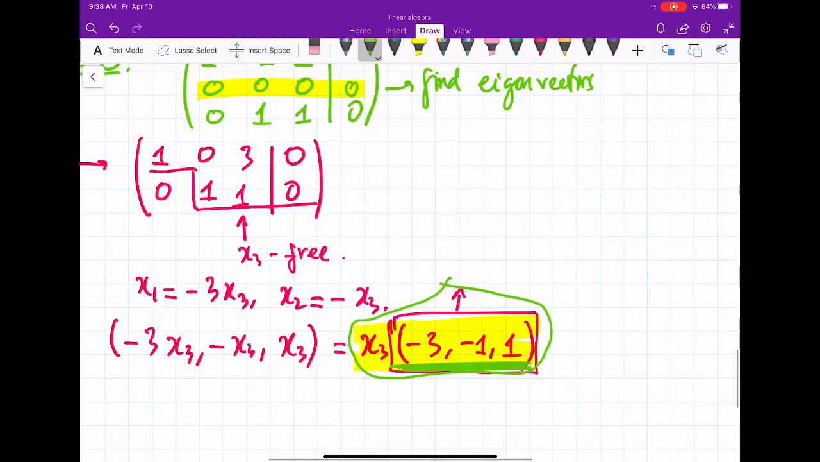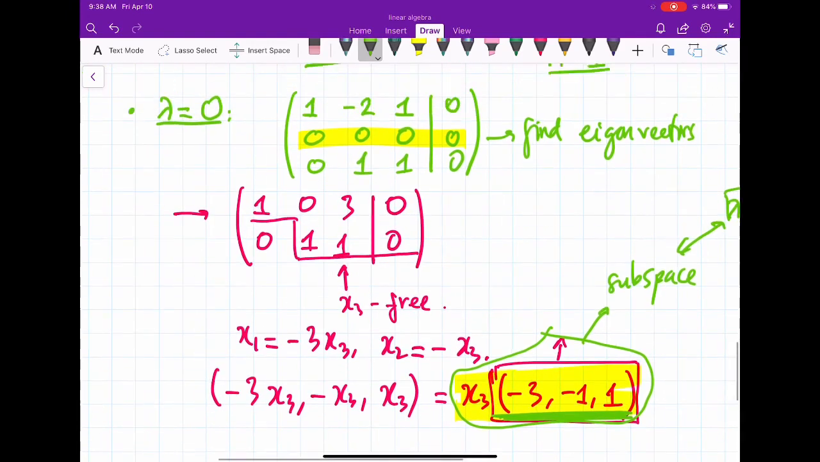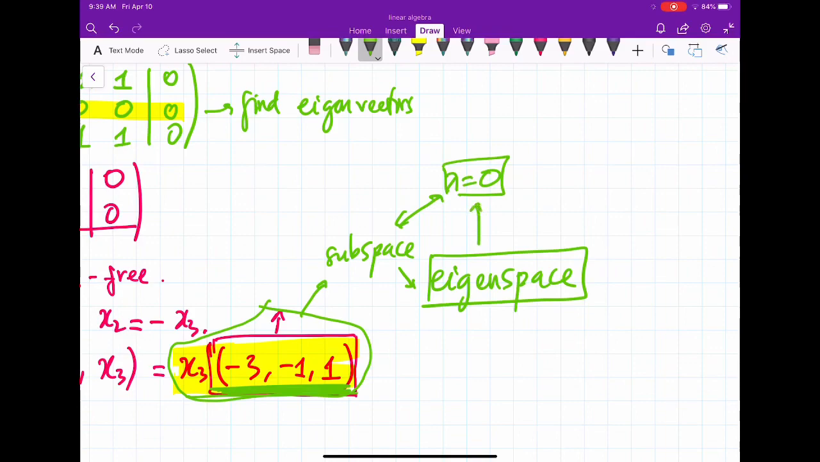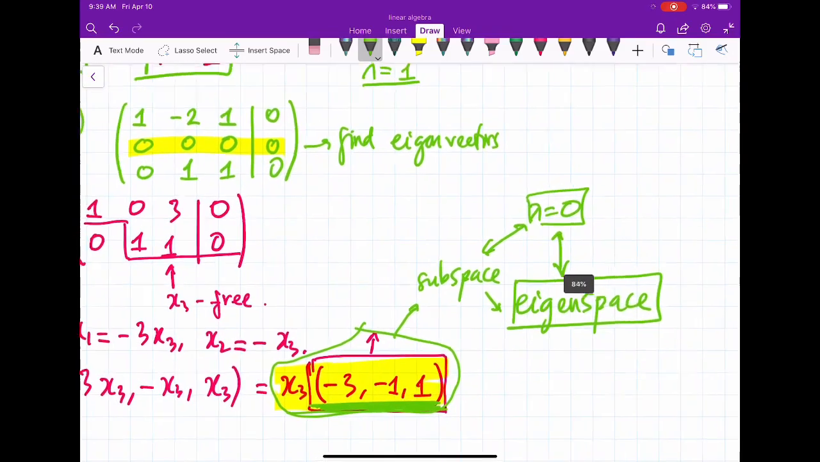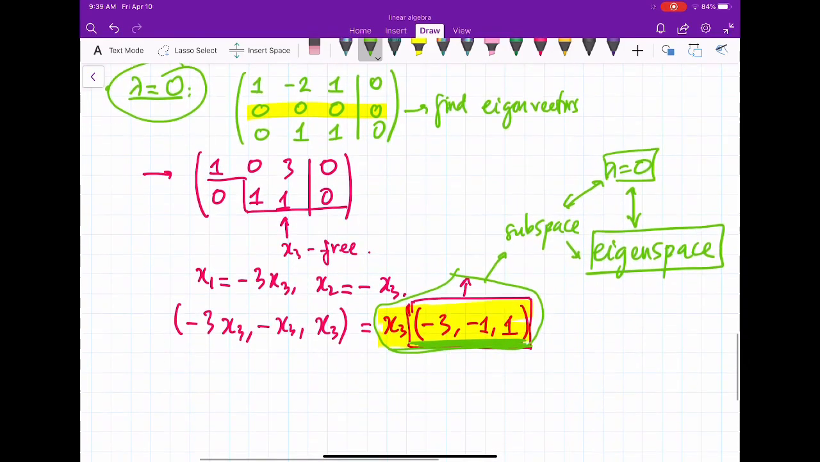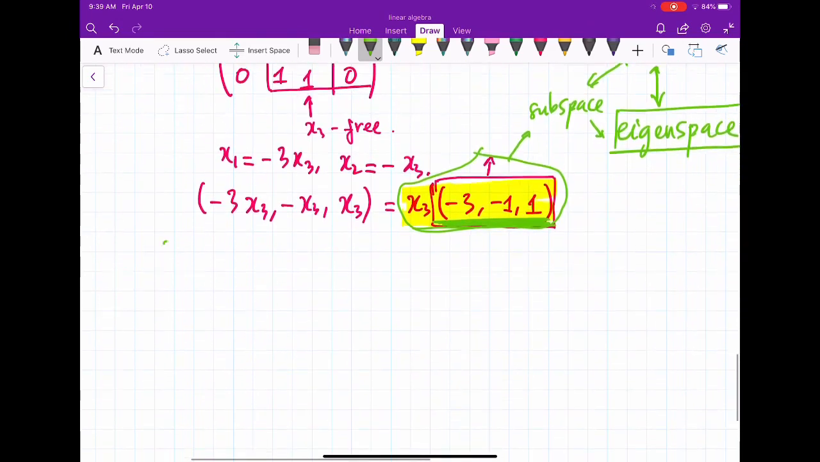Make sense? Actually, we know this is a subspace, right? Subspace. Because that is the solution set of a homogeneous system. So there should be a subspace. And this subspace corresponds to lambda equal to 0. You see? Because we are working with lambda equal to 0, right? And we need to find eigenvectors. And all eigenvectors of this form will form a subspace, which is called the eigenspace. That eigenspace corresponds to the eigenvalue lambda equal to 0. Okay? All right, so let's move to lambda equal to 1.